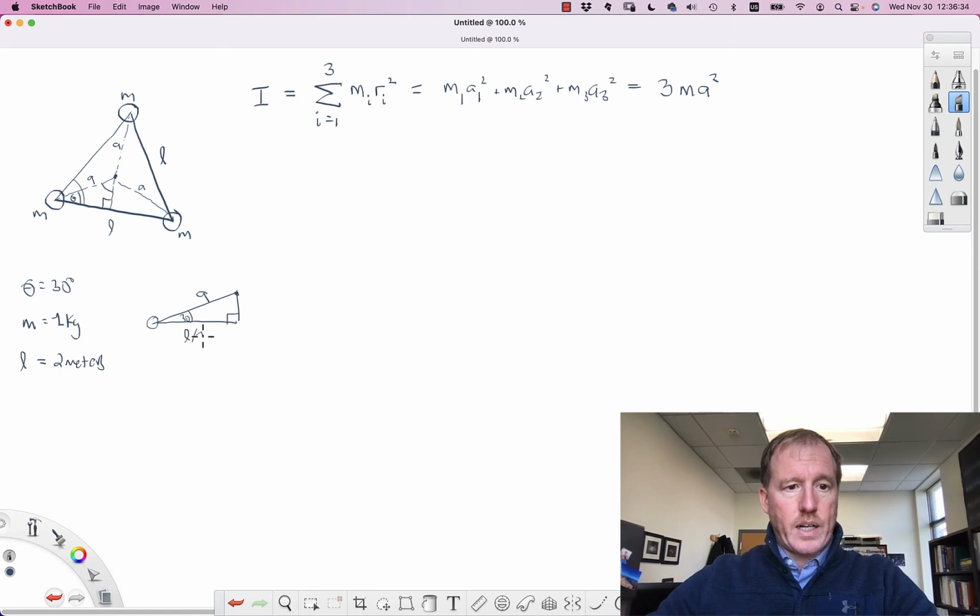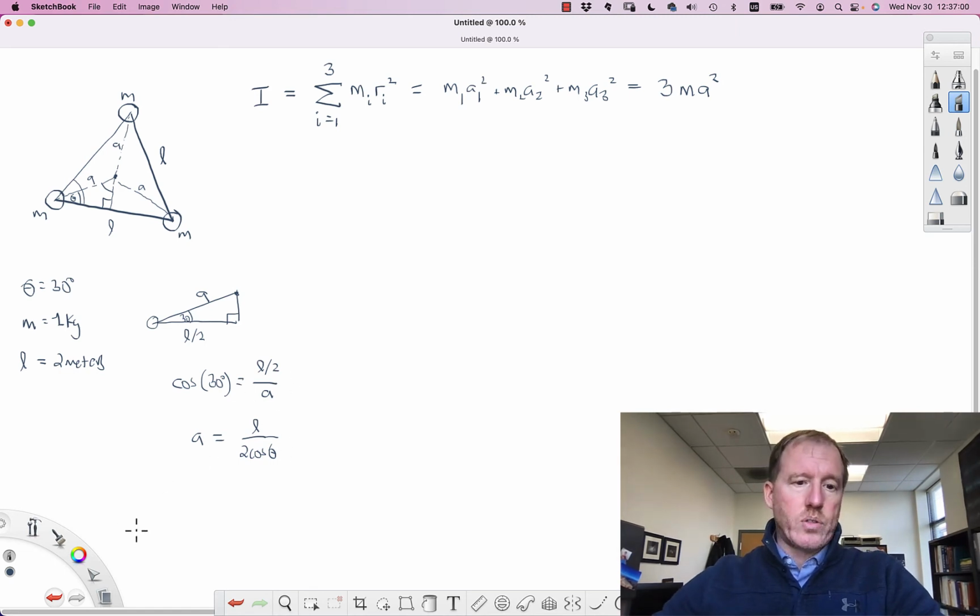That side is going to be L over 2. So we know that cosine of that angle, cosine of 30 degrees, is going to be equal to the adjacent side, which is L over 2, divided by the hypotenuse. Remember, SOH CAH TOA, so cosine is adjacent over hypotenuse, or in other words, A is going to be L over 2 cosine of theta, right? And that theta was 30 degrees.